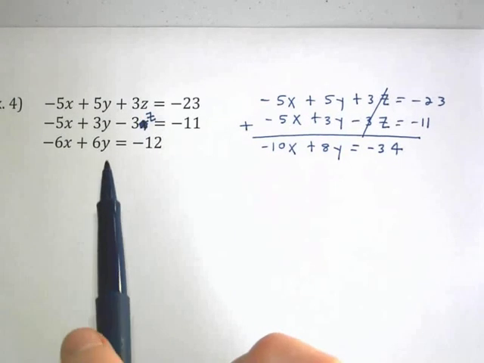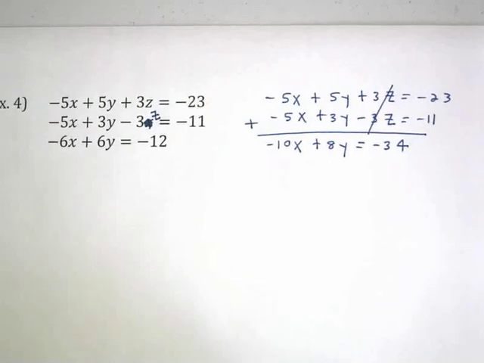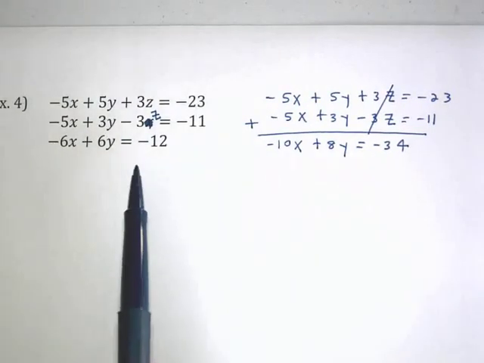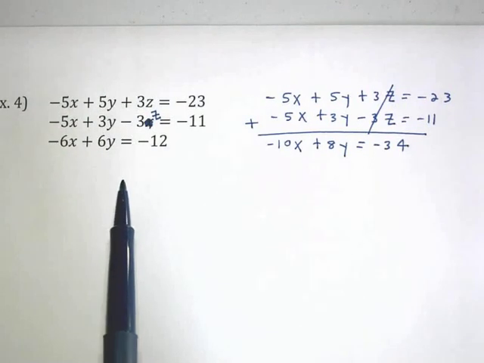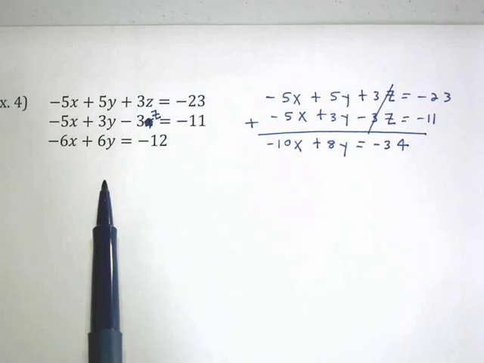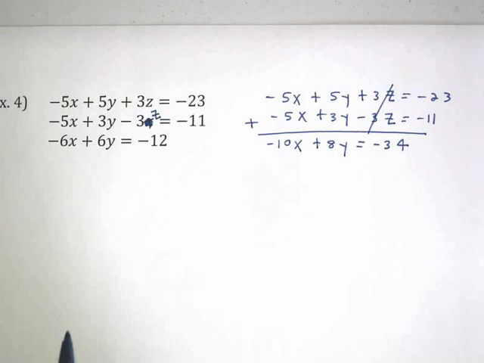So again, the fact that this third equation only had two variables to begin with ends up saving us some time. So I'm going to use these two equations and I'm going to eliminate one of the variables. And if I look here, I think it's easiest to eliminate the y's.